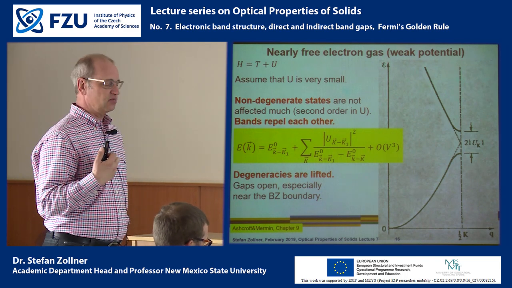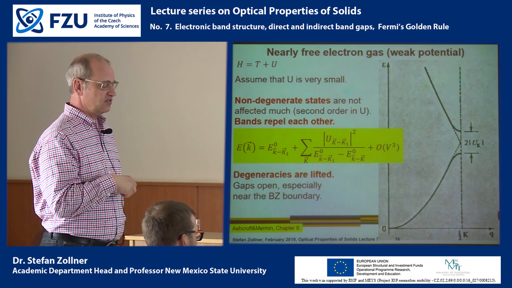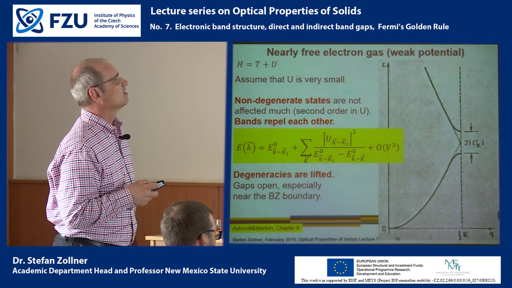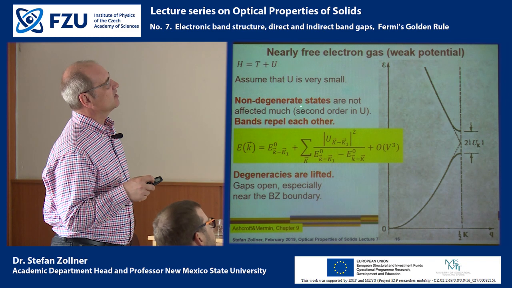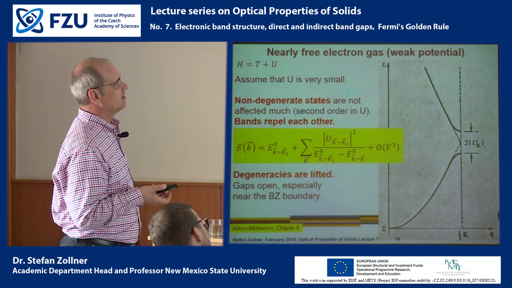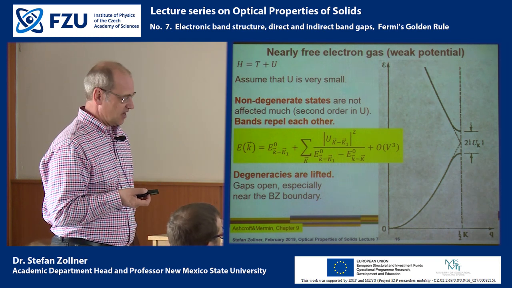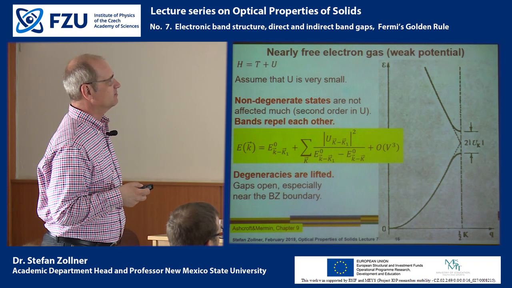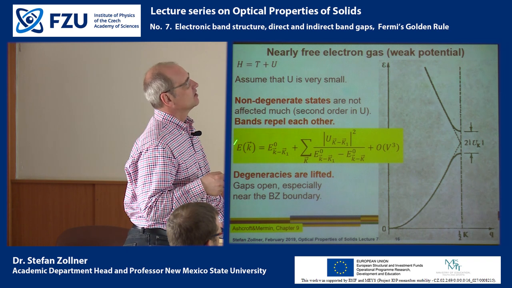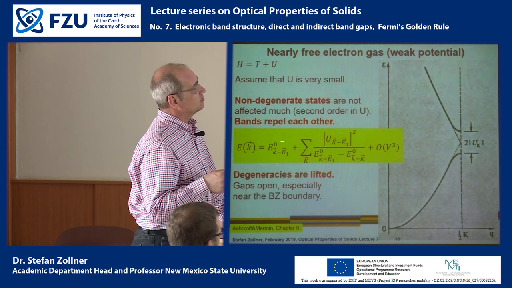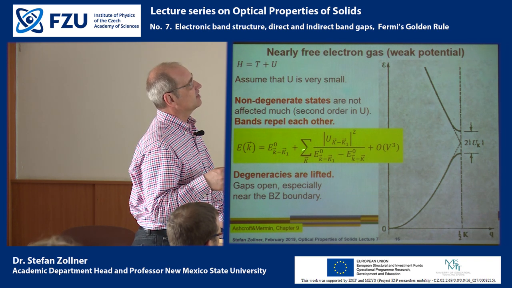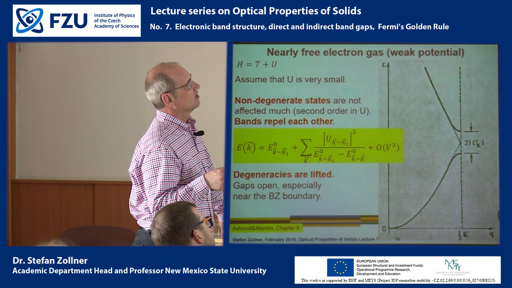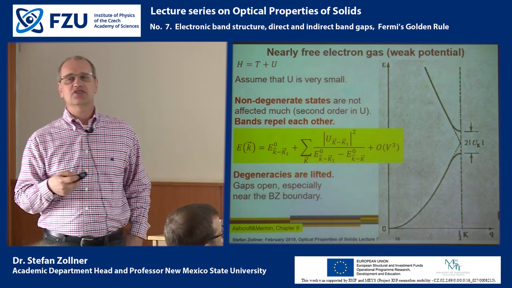If you remember quantum mechanical perturbation theory, there are two different cases. There's a degenerate case and a non-degenerate case, and the degenerate case is much more difficult to solve than the non-degenerate case. So we can first start with the non-degenerate states. If we treat the non-degenerate state, then we find that in first order there is no correction to the energy, so we have to go to second order in perturbation theory to get corrections. So the energy at a point K is equal to the free electron unperturbed energy plus something that goes to second order in the potential.